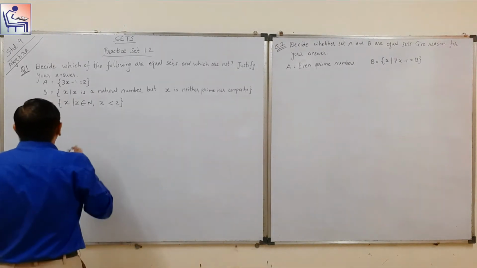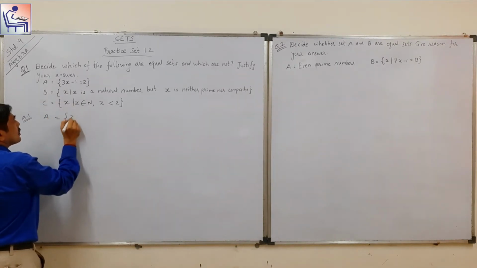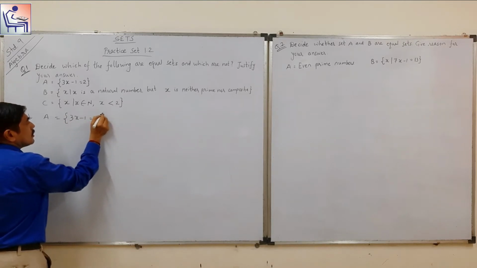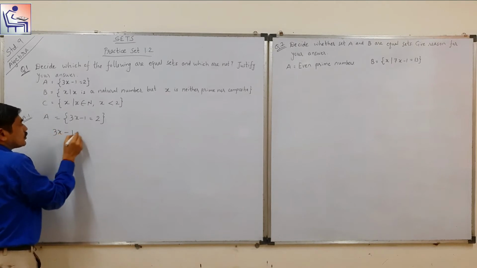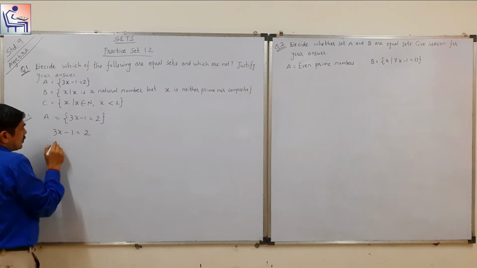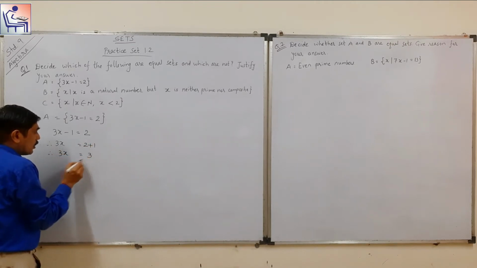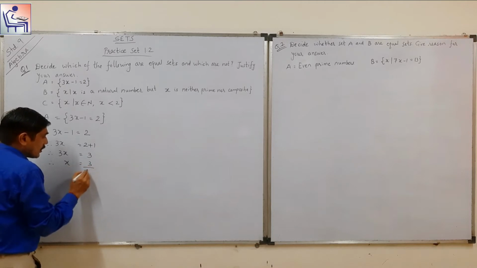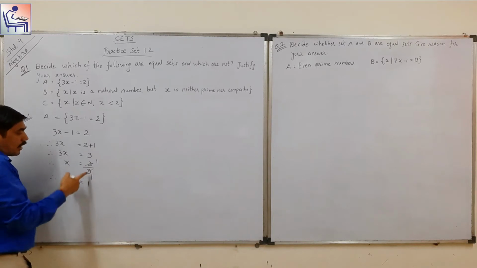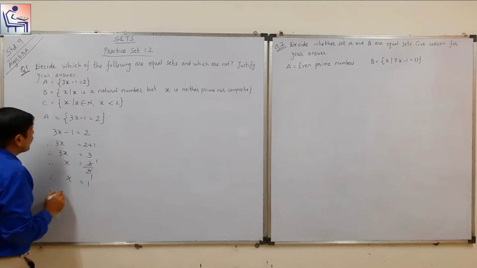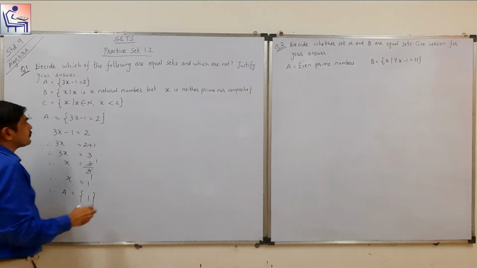So यहाँ पे हमें first A set: 3x minus 1 is equal to 2. ये हमने लिया. And now here we will solve it. So 3x is equal to 2 plus 1. Therefore 3x is equal to 3. Therefore x is equal to 3 upon 3. Therefore x is equal to 1. After cancellation we got 1. Therefore set A is having an element 1.